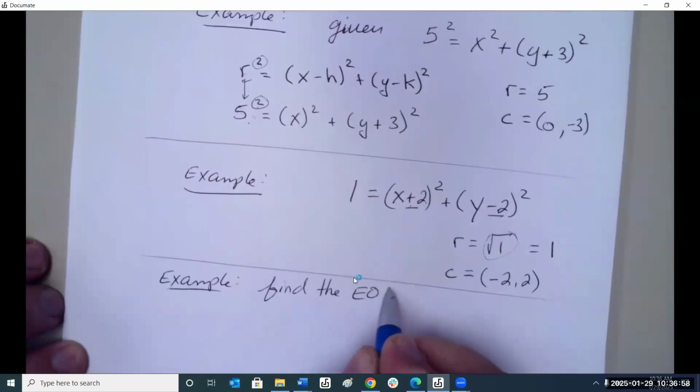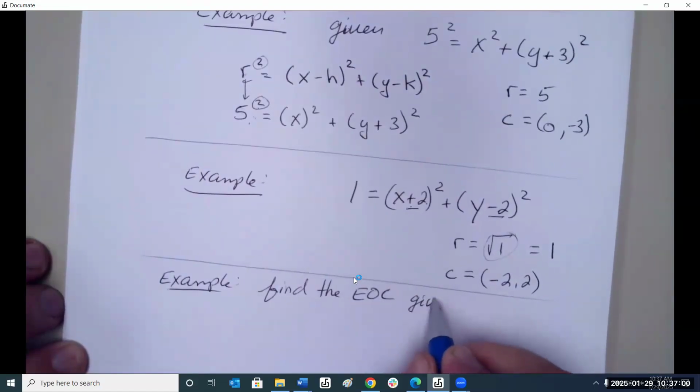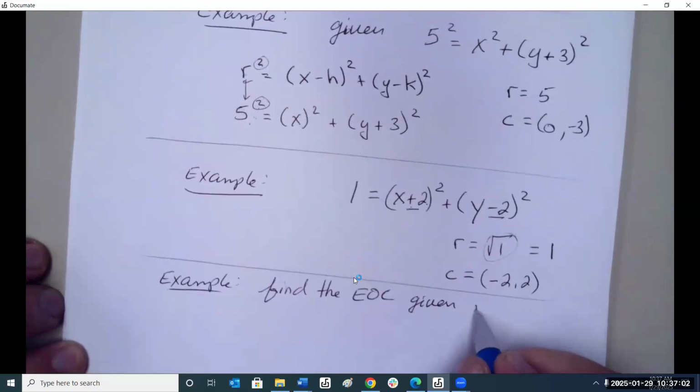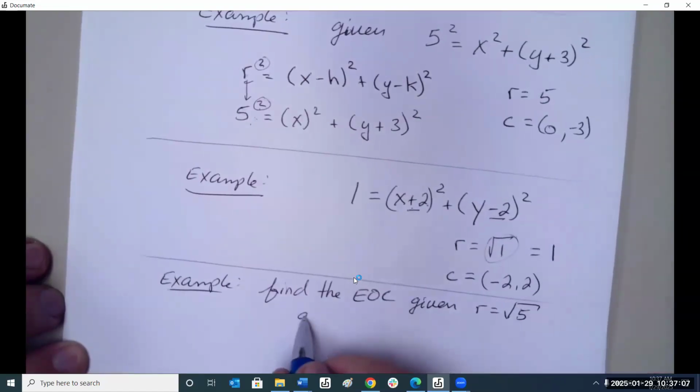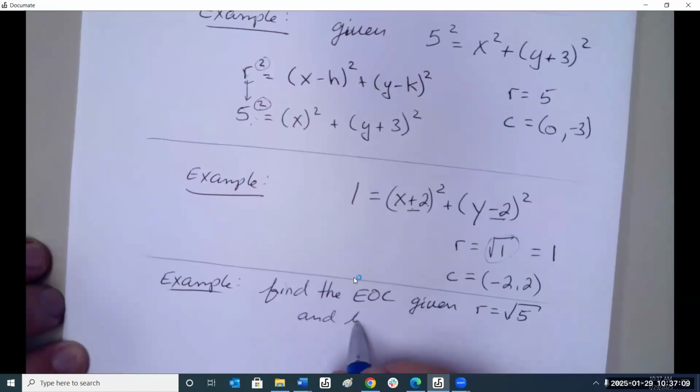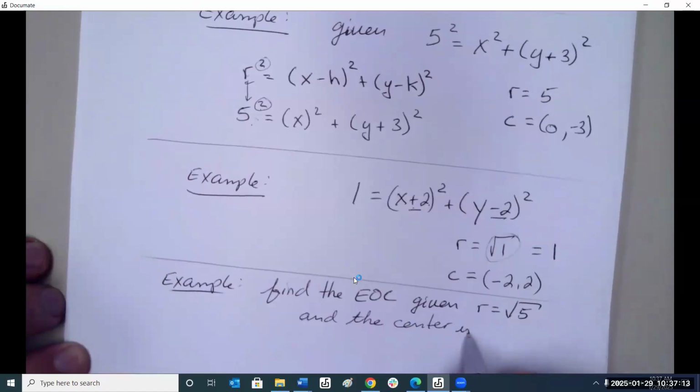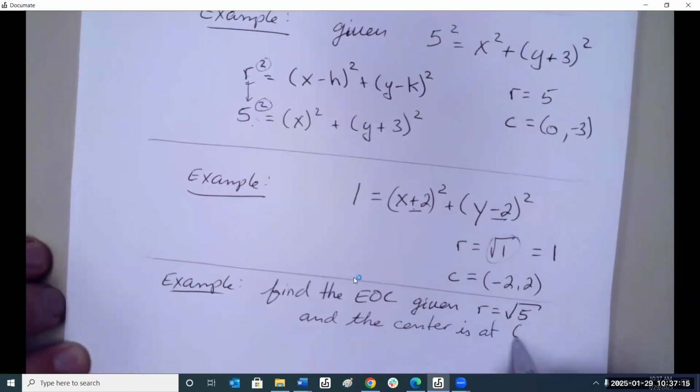Find the equation of a circle given the radius equals the square root of 5 and the center is at -3, 0.